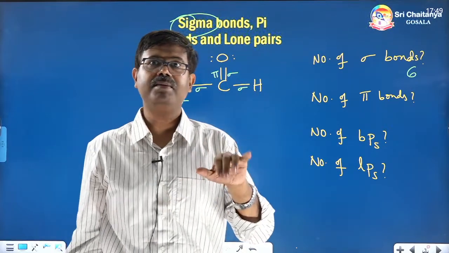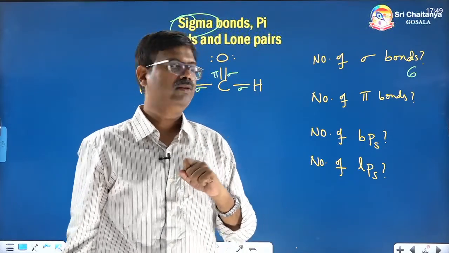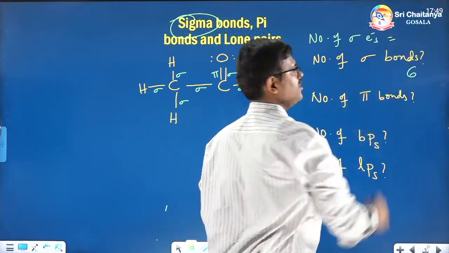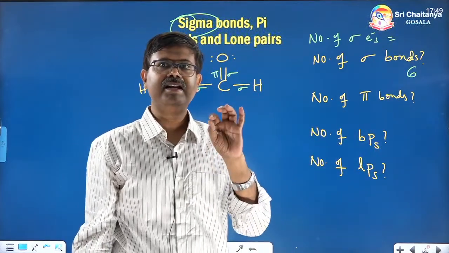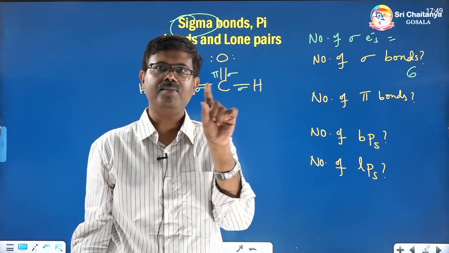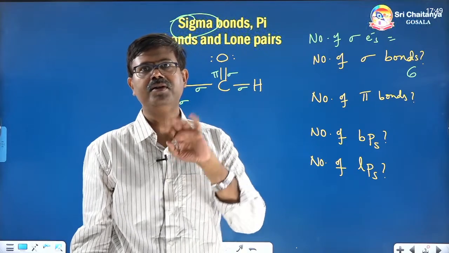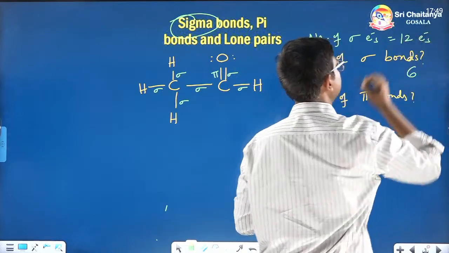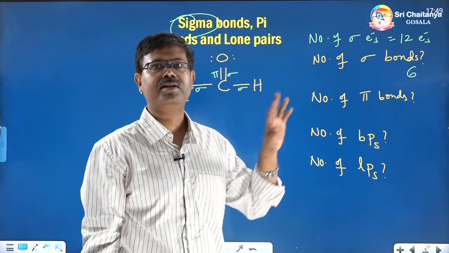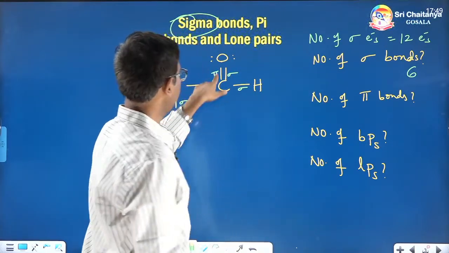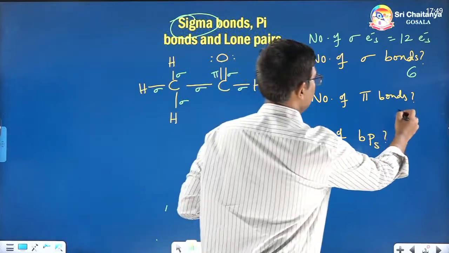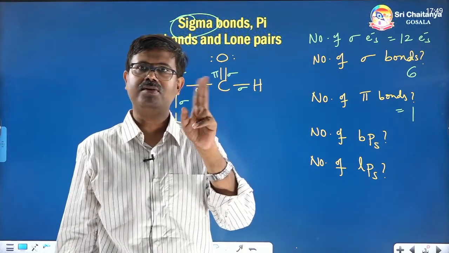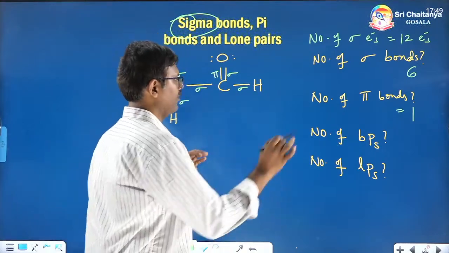Sometimes they may ask you how many sigma electrons, then what to do? Suppose I ask number of sigma electrons, total how many sigma bonds we got? 6, and in each bond how many electrons must be involved? I already mentioned in each covalent bond 2 electrons will be involved. So 6 sigma bonds, each one has 2, so 6 into 2, 12 electrons involved in sigma bonds. So total sigma electrons are 12. Now pi bonds, how many pi bonds are there? There is only 1 pi bond in this molecule. Suppose I ask you how many pi electrons, then 1 pi bond has 2 electrons, so 1 into 2, 2 electrons. Pi electrons are 2.